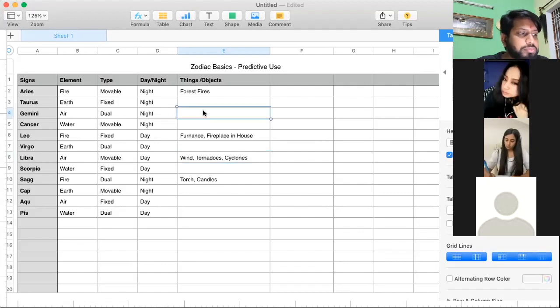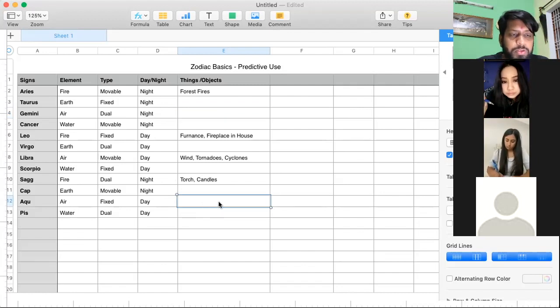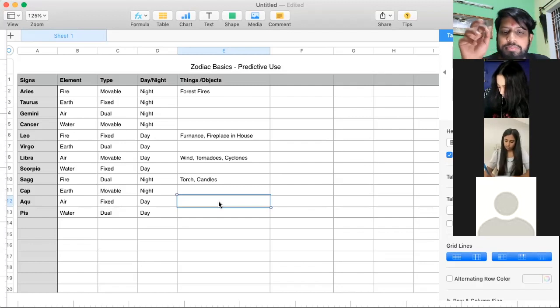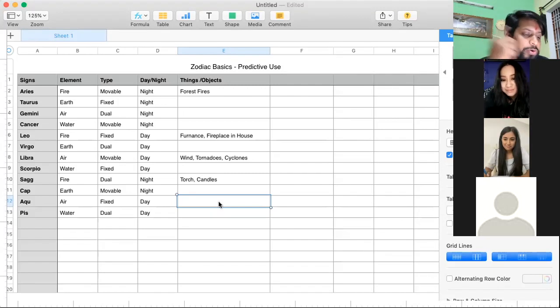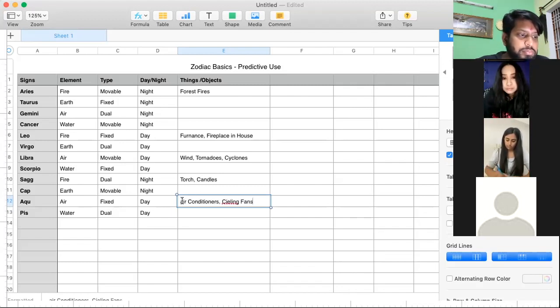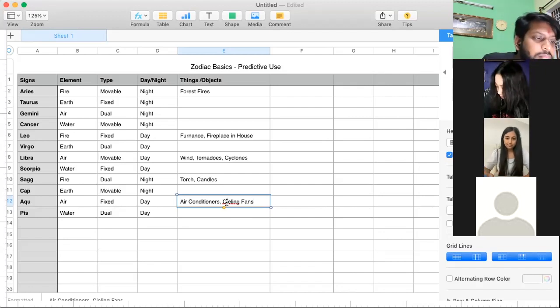Now you come to air fixed. For air fixed, we have Aquarius. What will be the element formed by the air element and the fixed element? Any guesses? Like an air conditioner? Exactly. Very good. Air conditioners. Ceiling fans. You got it? I don't know the spelling of ceiling fans.